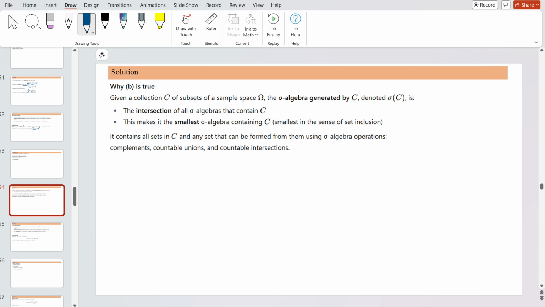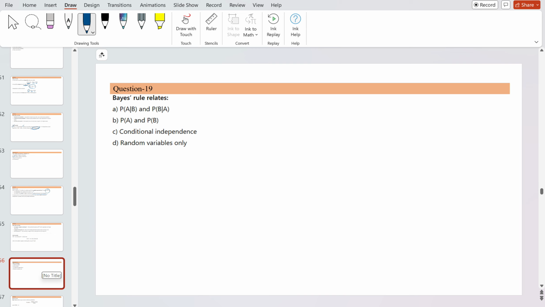Seeing why it is correct: given the collection C of subsets of a sample space Ω, the sigma algebra generated by C, denoted by σ(C), is actually the intersection of all the sigma algebras that contain C. This makes it the smallest sigma algebra containing C, smaller in the sense of set inclusion. It contains all the sets in C and any set that can be formed from them using the sigma algebra operations, complement, countable union, and countable intersection. Okay, try to solve this. This is a very simple problem, but try to solve this.